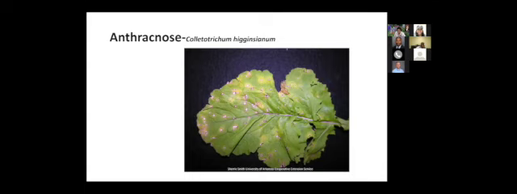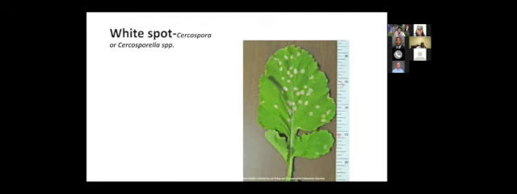And usually that'll start out as these kind of round lesions. They can coalesce and turn into bigger spots and blight whole leaves, but they start out generally looking like this. And white spot, Cercospora or Cercosporella species. And we have a lot of this in Arkansas, whether out in the field or in a high tunnel.